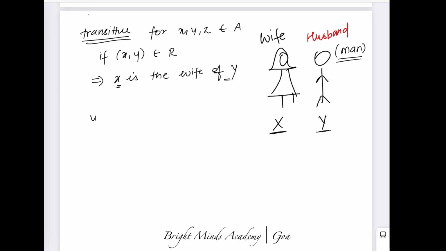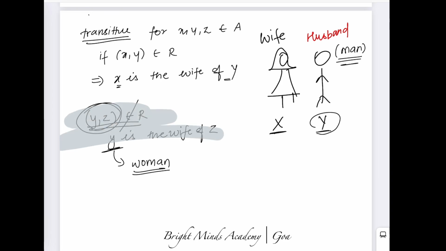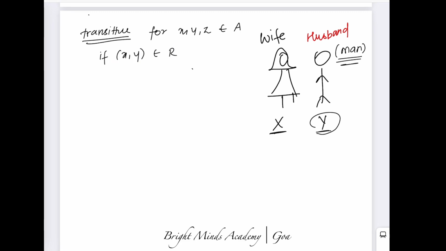But here, will Y comma Z belong to the relation R? Because if Y comma Z belongs to the relation R, then Y is the wife of Z. Now this means that Y is the wife, so she is going to be a woman. But earlier we have just said that Y is going to be a man. So in that case, such type of an ordered pair will never belong to the relation R. Therefore you cannot disprove that it is not transitive, so it is going to be transitive.